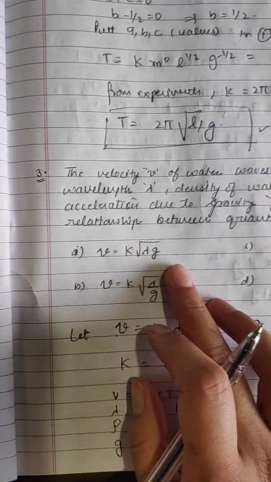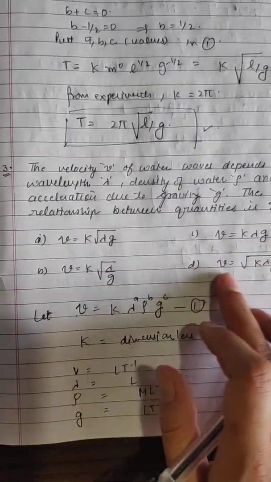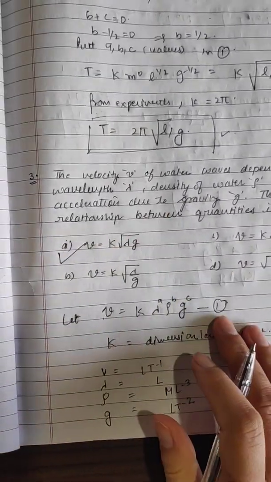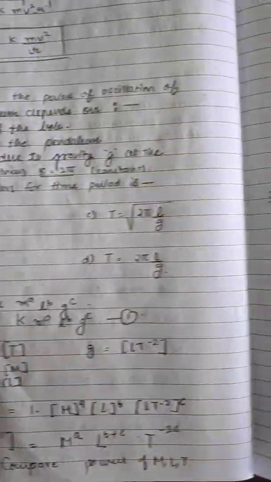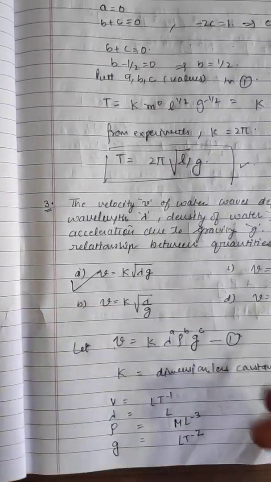Now let's see the options. So we'll get this option A will be right. Why? Because we get the same answer, V is equal to K root of lambda g. Here also V is equal to K root of lambda g.